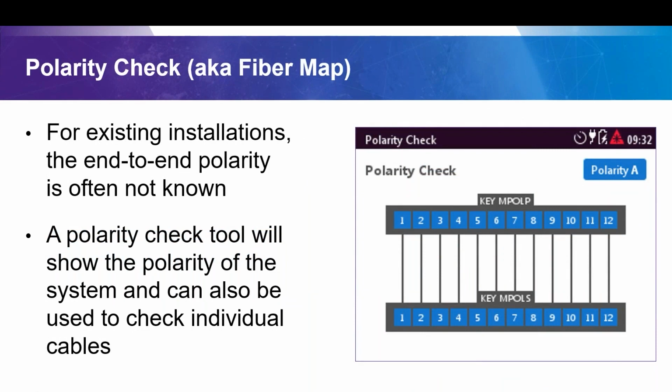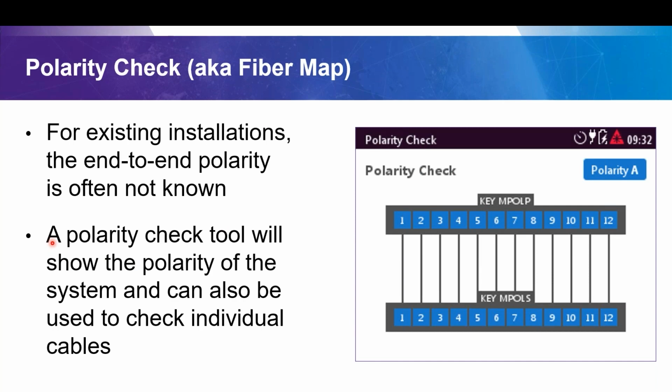Next up, polarity check. So we've just talked about the different types of polarity. For existing installations, the end-to-end polarity is often not known. You go into a building, a data center or a central office, whatever, and you don't know what that polarity is going to be. So test equipment that has some type of polarity check on it, they call it a fiber map or a wire map tool, is going to be critical.